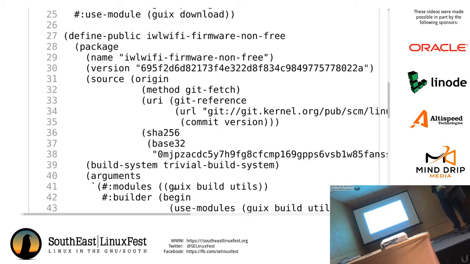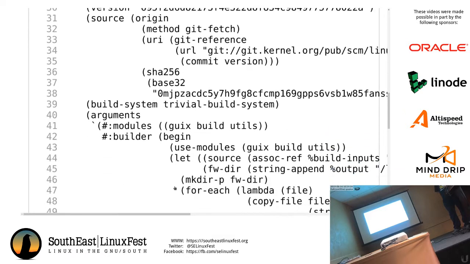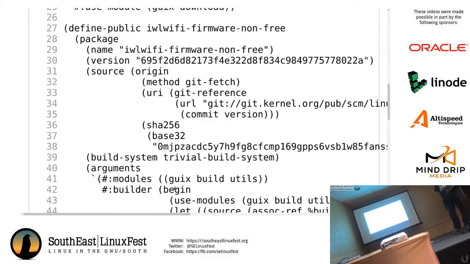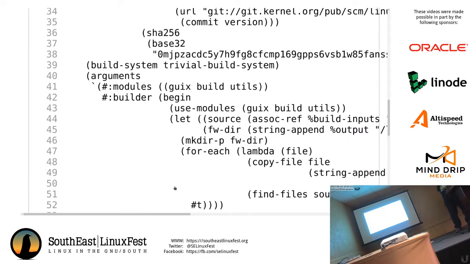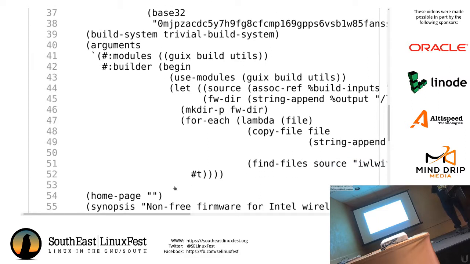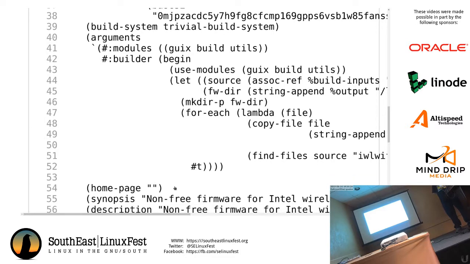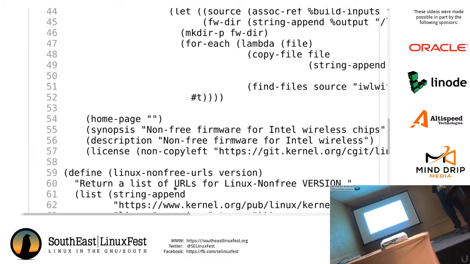Well, that's the version number from the Git checkout. So it pulls from this particular Git. It pulls a particular Git checkout from the kernel version. Was it SHA-256? That hash. There's a macro that generates that for you, so you don't have to key that in by hand. And this is the build system. It's just a trivial build system. I take the source, land it where I want to land it, and it pretty much will build the package with that definition.